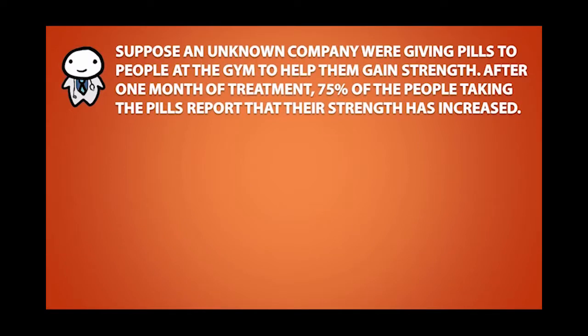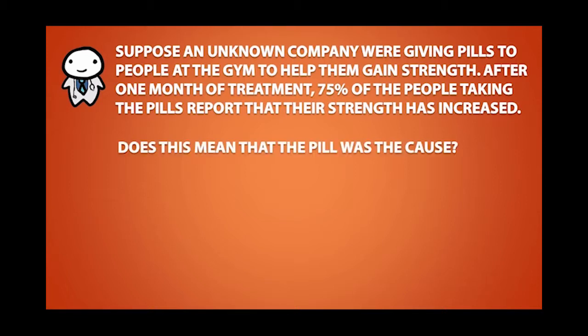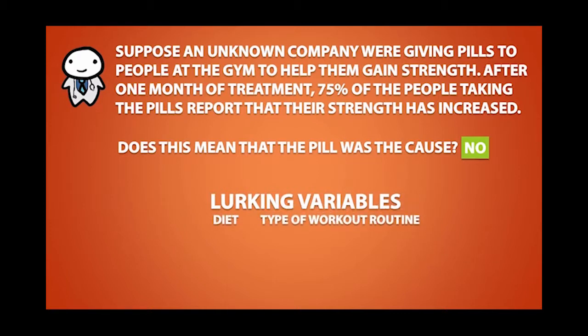So suppose an unknown company were giving pills to people at the gym to help them gain strength. After 1 month of treatment, 75% of the people taking the pills report that their strength has increased. Does this mean that the pill was the cause? No. So far, this is an observational study. We cannot say for sure. Maybe there are lurking variables that are present, like diet and the type of workout routine. Some people may have better diets or workout routines, which may have allowed them to become significantly stronger than everyone else. This is why we need a control group.